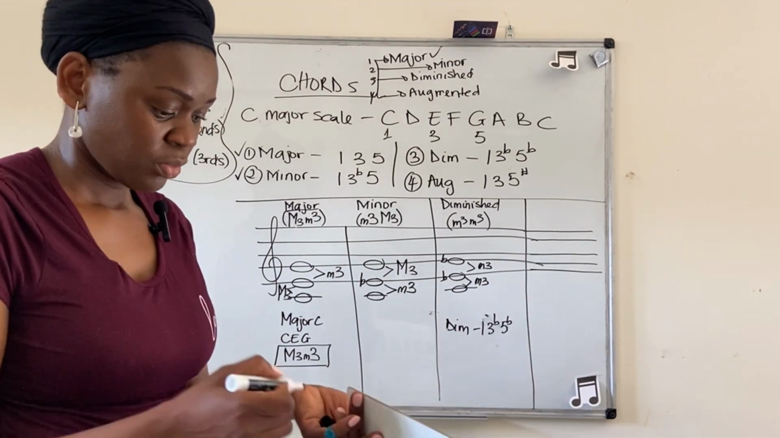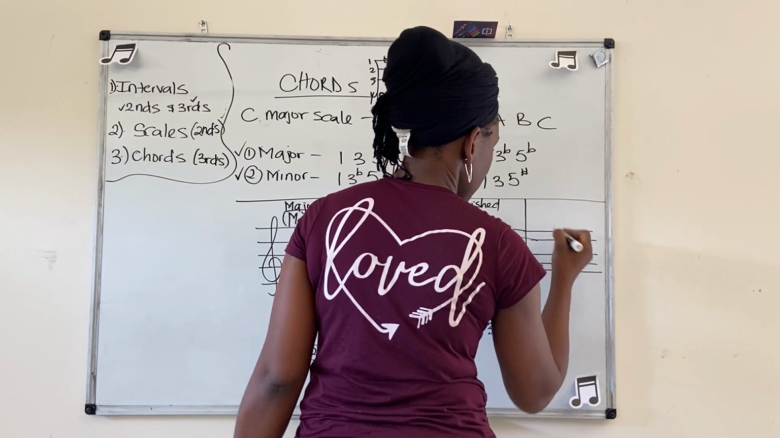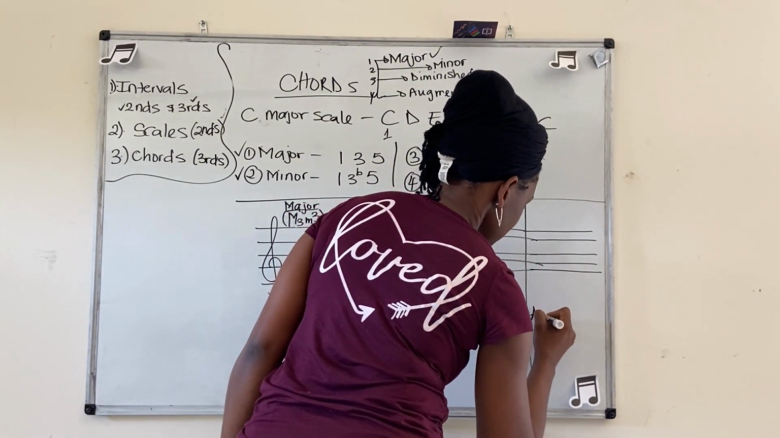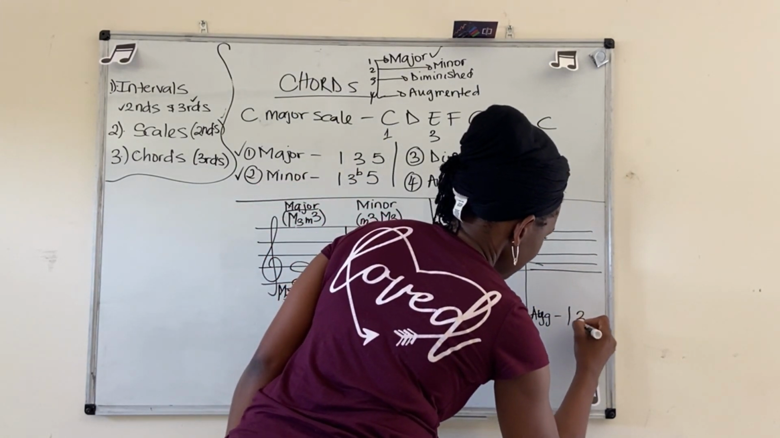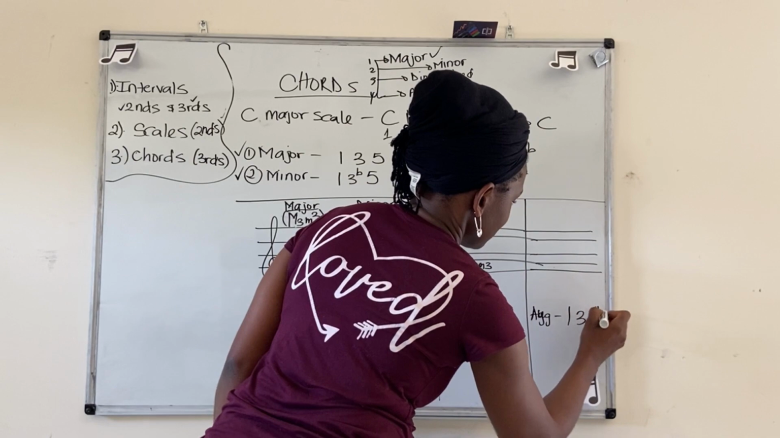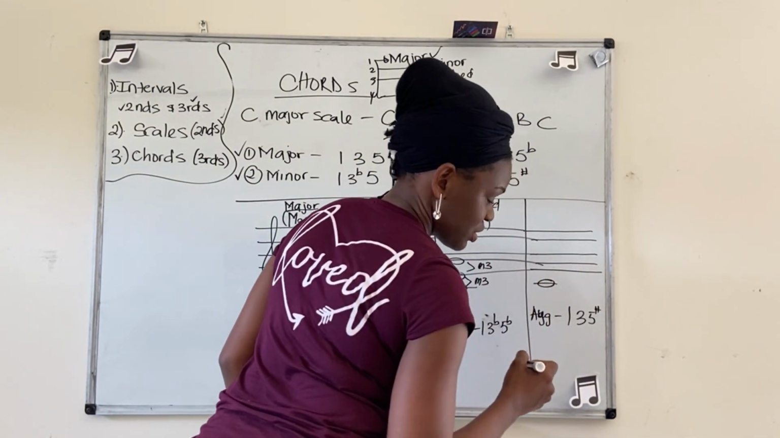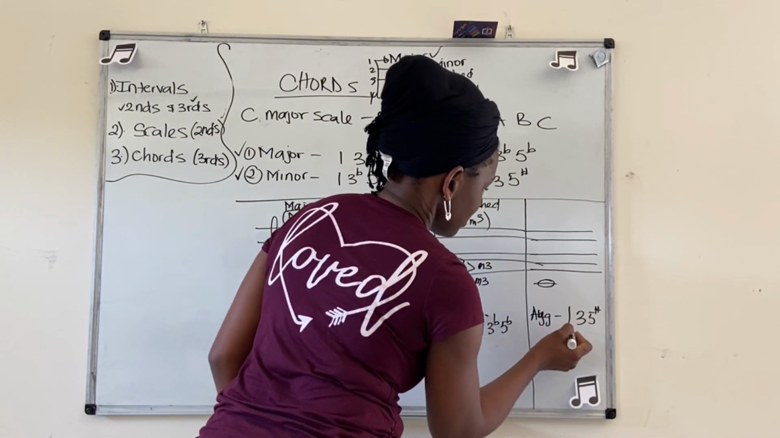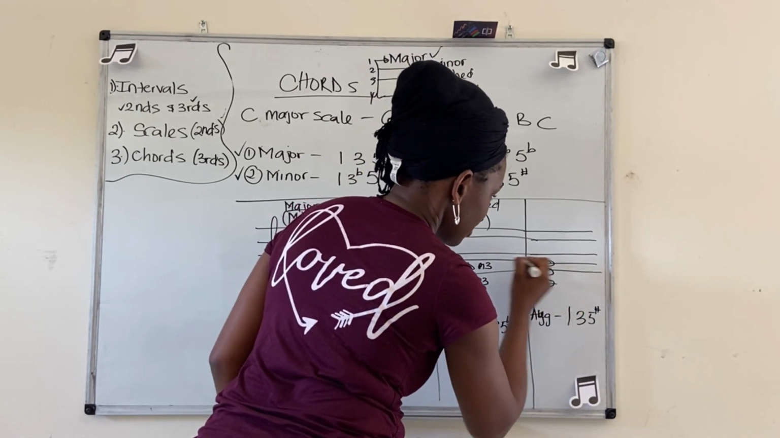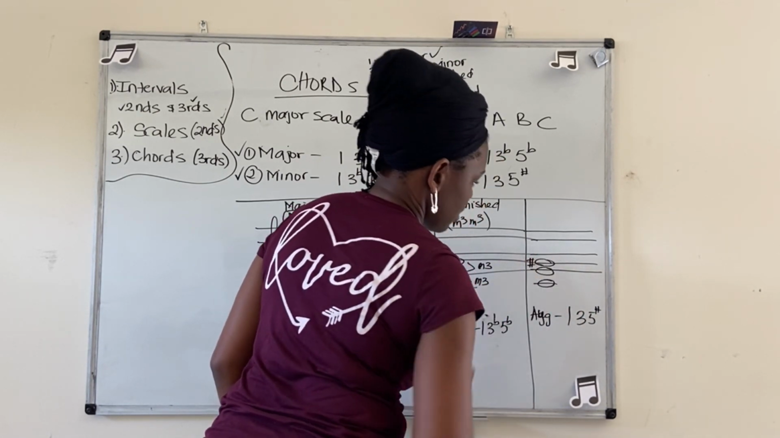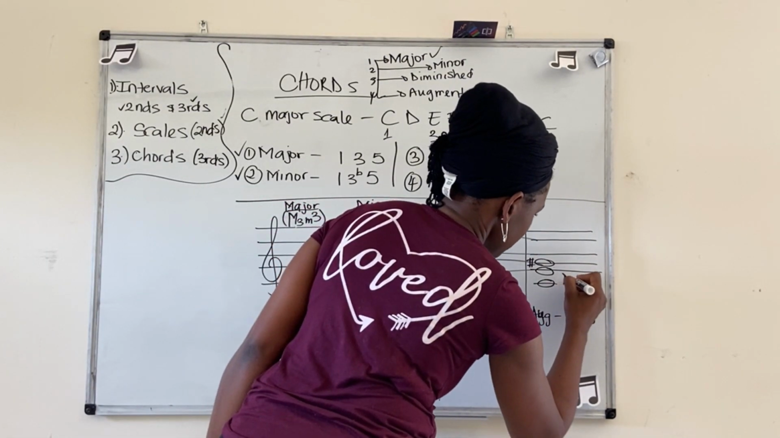Now for the last one, which is the augmented chord. What's the formula? Always go with the formula: 1, 3, and 5 sharp. Sharp is increased. So let's go to our C chord still. It's going to be 1, which is our C, 3, which is our E, and then our 5 will be sharp. So we know that our C to E is a major third.